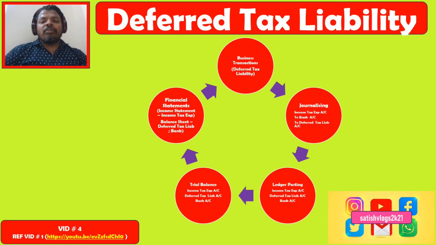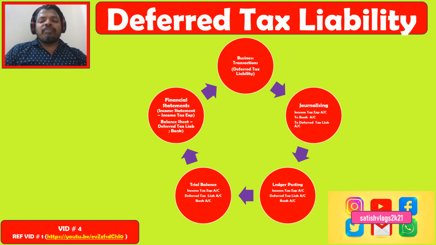For how many accounts the ledger postings were done? Three accounts. What are those? Income tax expense account, deferred tax liability account, and the bank account. So the balances for all these three accounts are required to be updated in the trial balance. So whatever the debit balances which are shown in the trial balance should match up with the balances which are shown under the credit side in the trial balance, because as mentioned several times, as we have been following the double entry system of bookkeeping, there will not be any differences in amounts between debits and credits. The amount should match up.